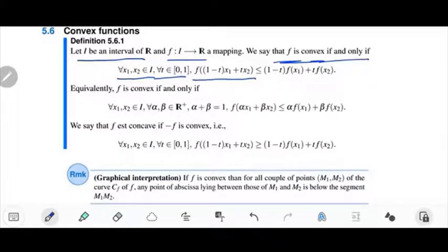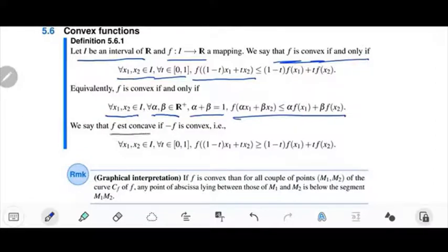Equivalently, we can write it in another way, saying that for all x1, x2 in I, for all alpha, beta in R plus, such that alpha plus beta is equal to 1. So it's like saying we have t and 1 minus t, it's the same thing. We have the same inequality.